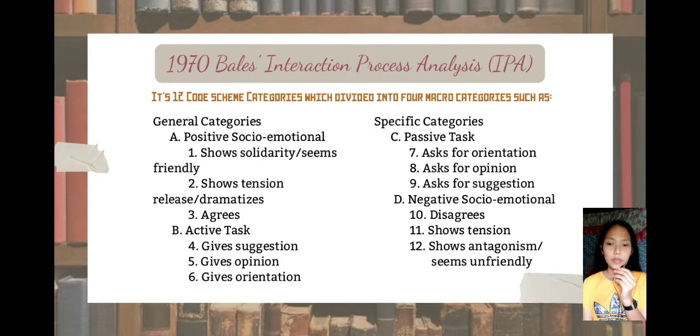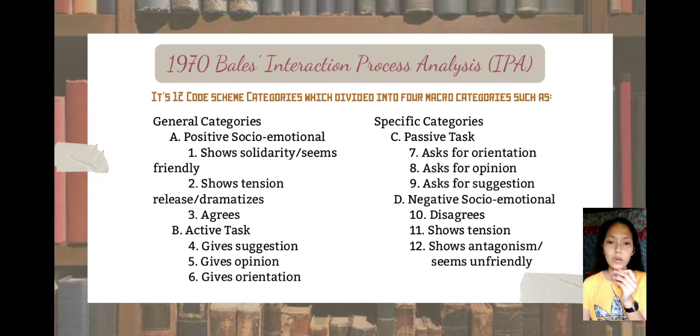So number 2, the 1970 Bales' Interaction Process Analysis, also known as the IPA. It consists of four macro categories: the positive social-emotional, active task, passive task, and the negative social-emotional, and has been divided into 12 specific code scheme categories.